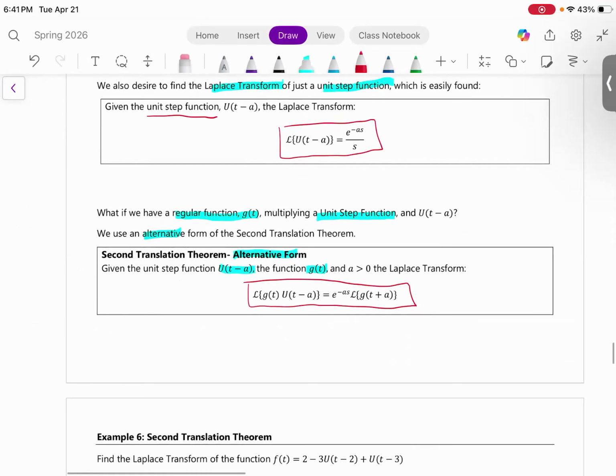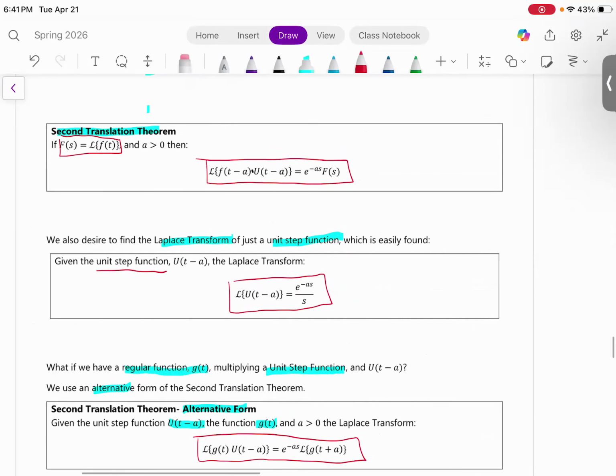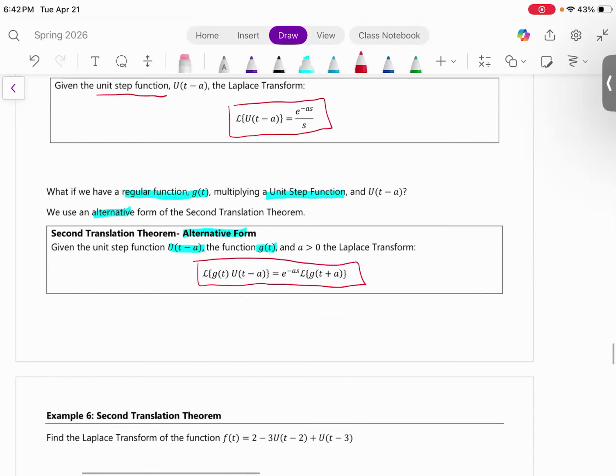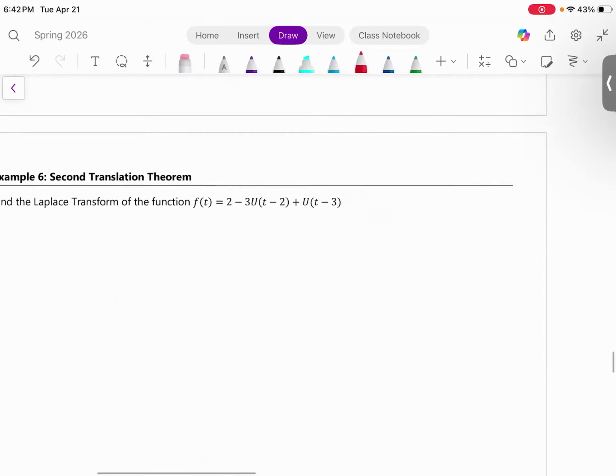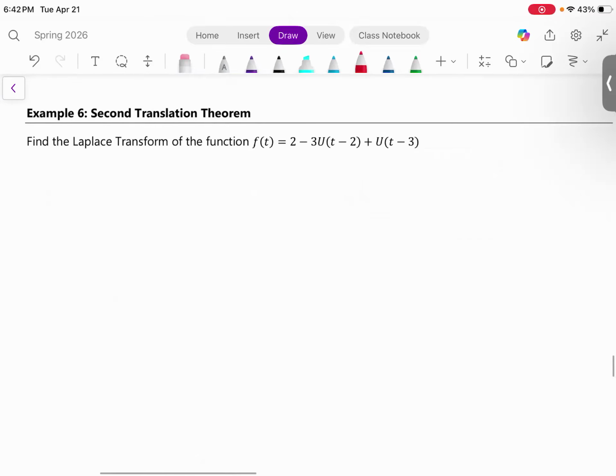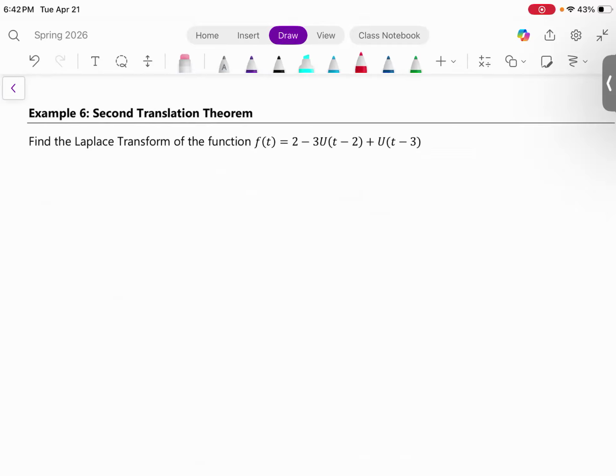Okay, so with notation, it's always hard to identify what exactly we are doing. So let's go ahead and try out some examples. So here we're going to use the second translation theorem. So we're going to find the Laplace transform of this specific function. f of t equals 2 minus 3 times a unit step function u of t minus 2 plus unit step function u of t minus 3. So we want to find a Laplace transform of that.